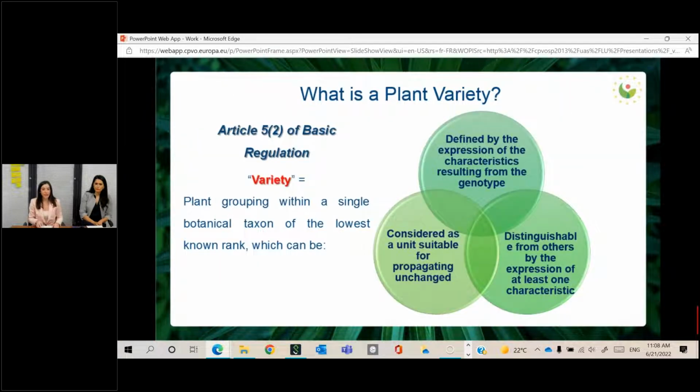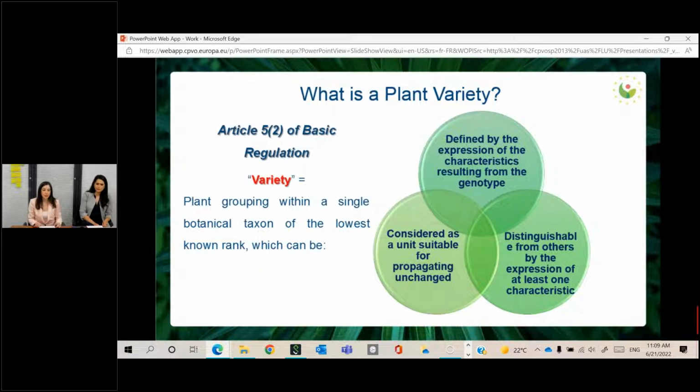Now, more specifically, we have a legal definition, which is in Article 5 of our basic regulation. And here, a plant variety is defined as a plant grouping within a single botanical taxon of the lowest known rank, which can then be defined by the expression of the characteristics resulting from the genotype. So this means defined by the phenotype, so what you see.